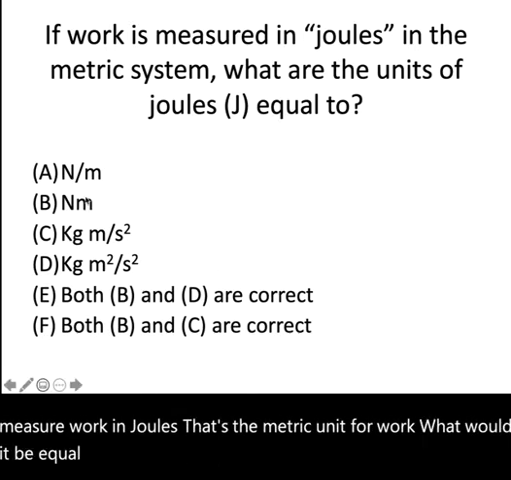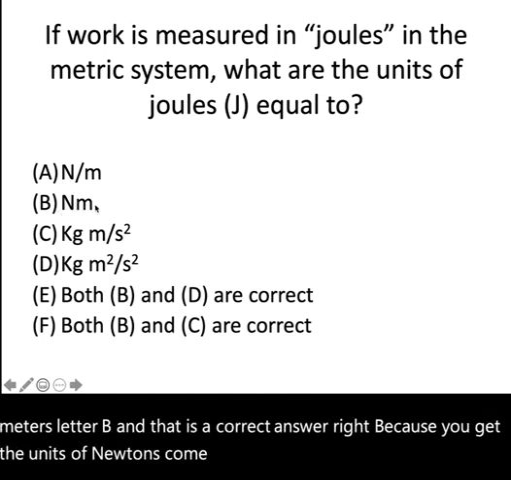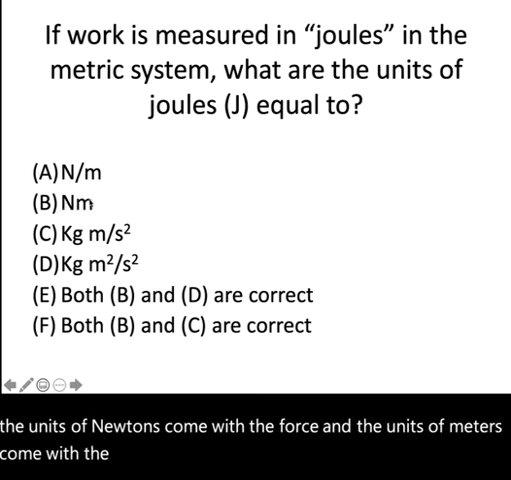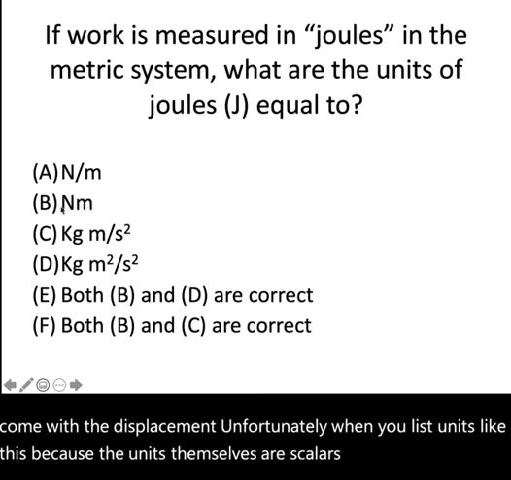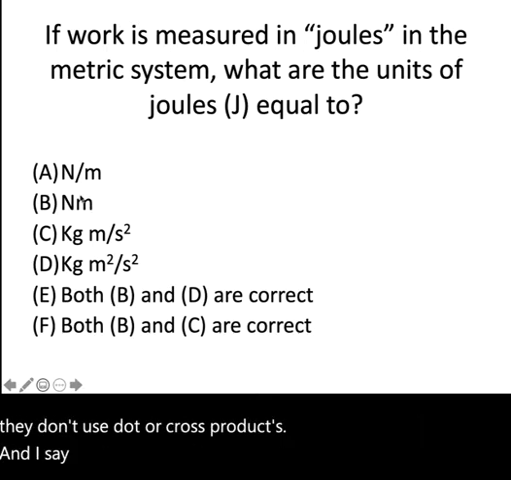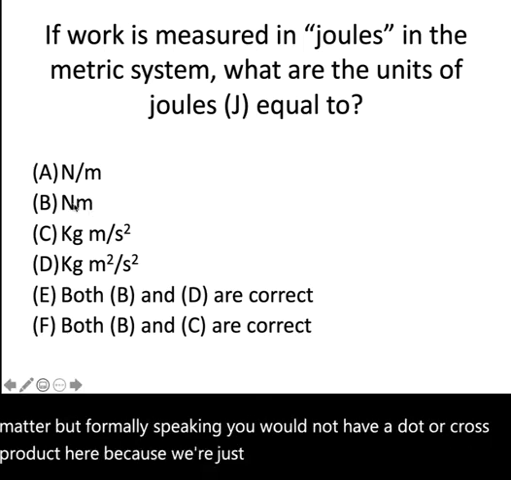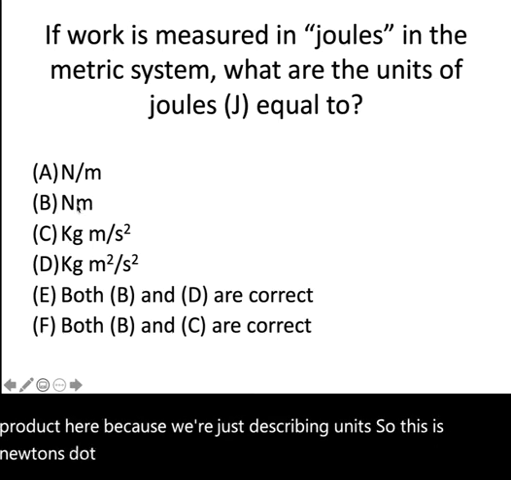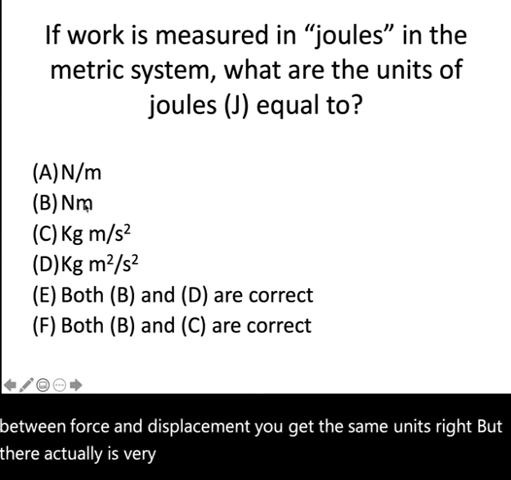And the first answer that I would think of is Newton meters, letter B, and that is a correct answer, right? Because the units of newtons come with the force, and the units of meters come with the displacement. Unfortunately, when you list units like this, because the units themselves are scalars, they don't use dot or cross products. And I say unfortunately because I feel like sometimes it does matter, but formally speaking, you would not have a dot or a cross product here because we're just describing units. So this is newtons dot meters. If you actually do a cross product between force and displacement, you get the same units, right? But there actually is a very different physical meaning, so that's why I said unfortunately.